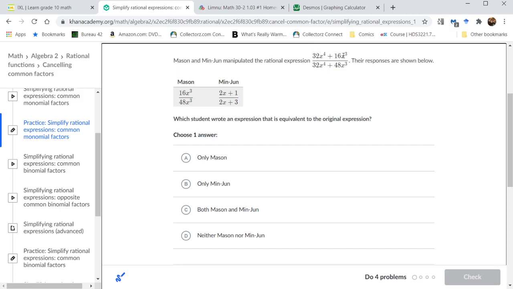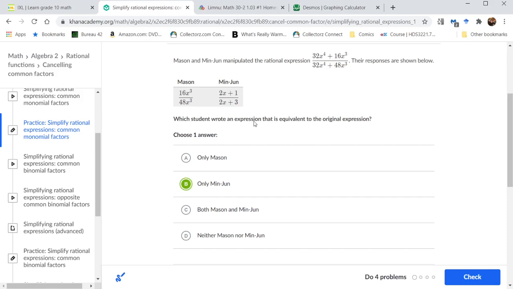Now 32, 16, and 48 are all multiples of 16. So we can pull out a 16x cubed from both the numerator and the denominator. That leaves our first term as a 2x and our second term as a plus 1 in the numerator. And in the denominator, that is a 2x plus 3. So Minjun has a form that is equivalent to the original.